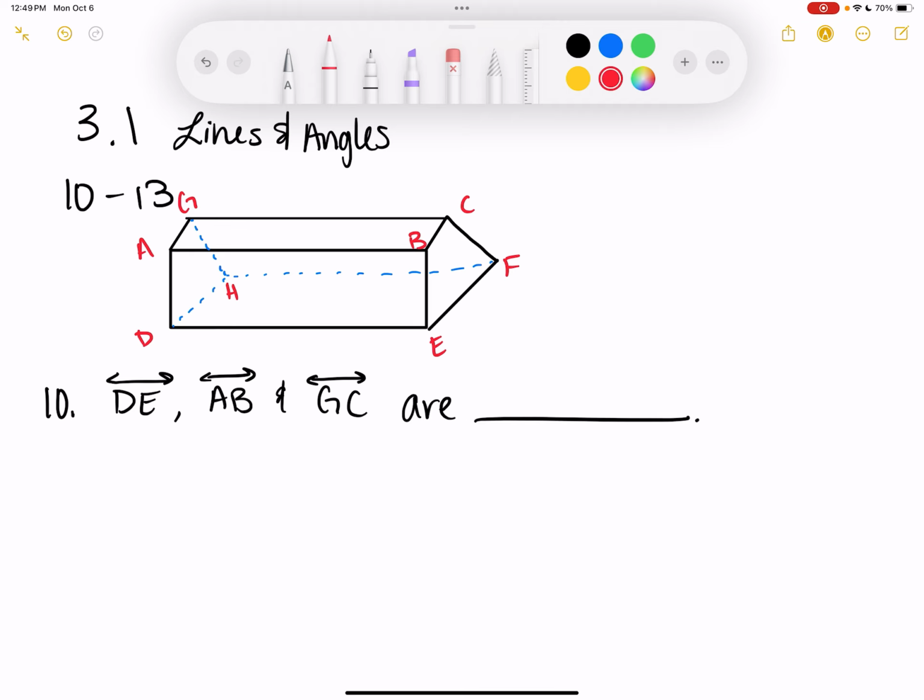So DE is this bottom one. Then AB is up here, and then GC is over here. So how would you describe those three lines? Are they parallel, skew, or perpendicular? Parallel. They don't intersect anywhere.